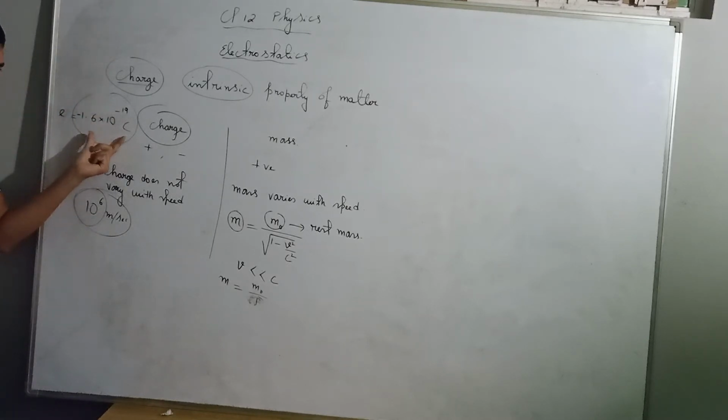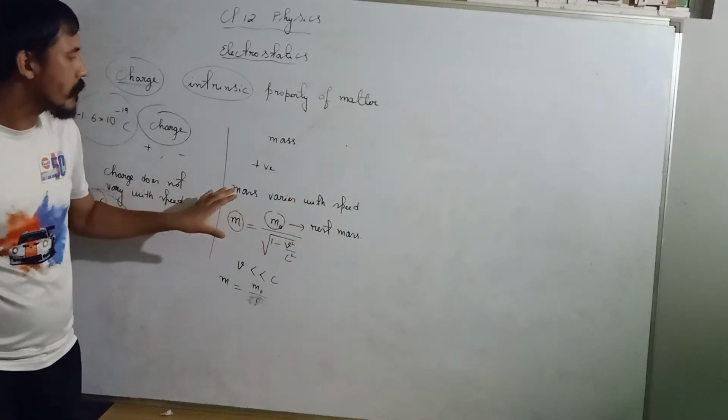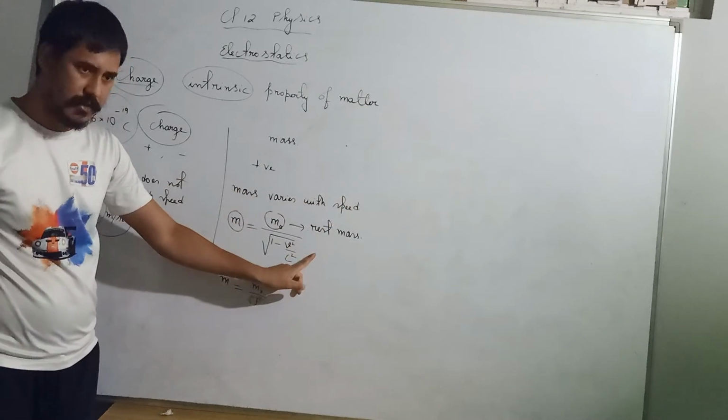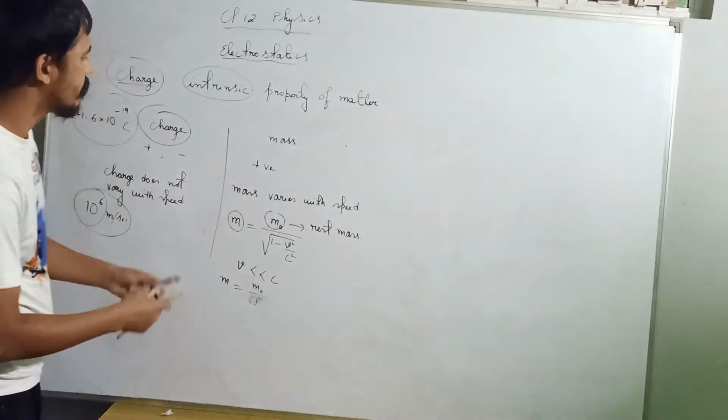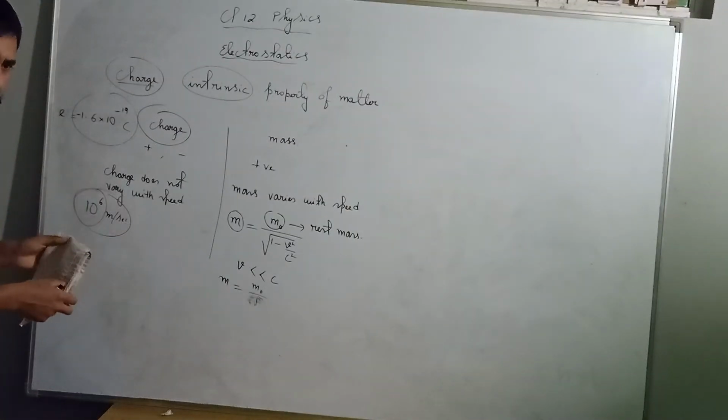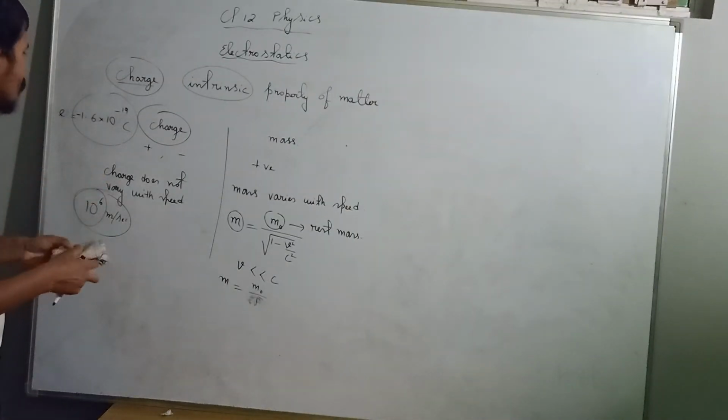Are you following me? But mass of an object varies with speed. And this is the relation. This is not important from your examination point of view, but these are some of the small things that you need to know. Is it okay?